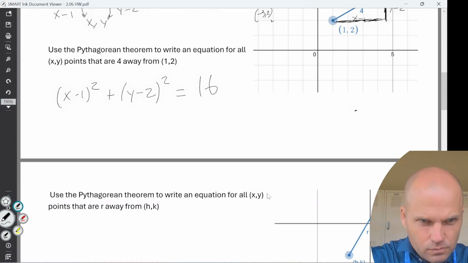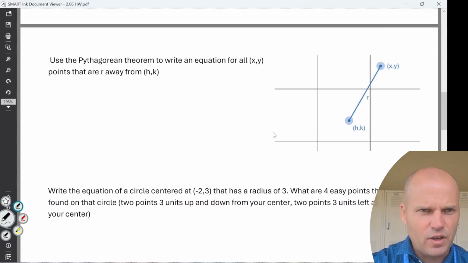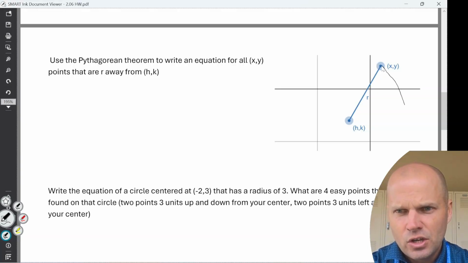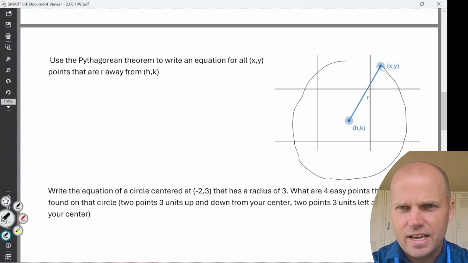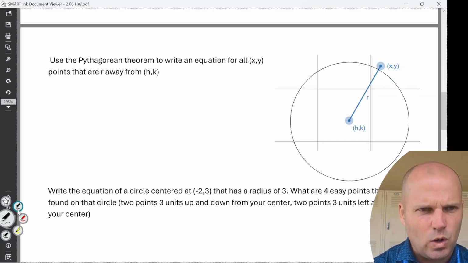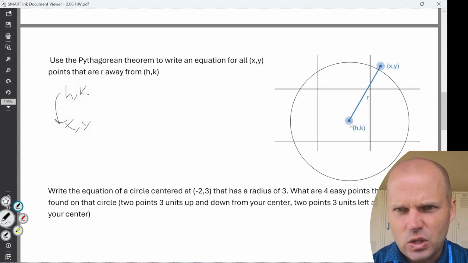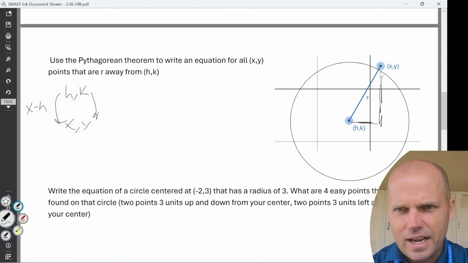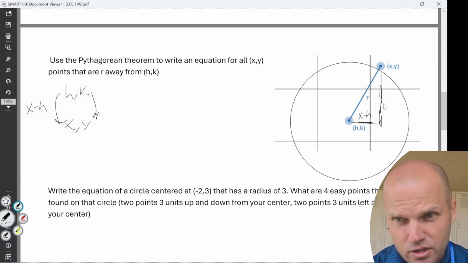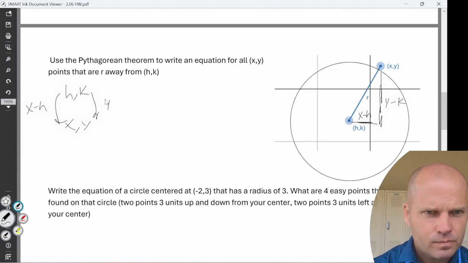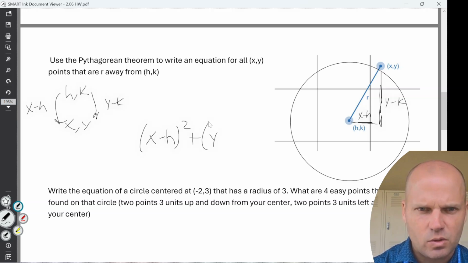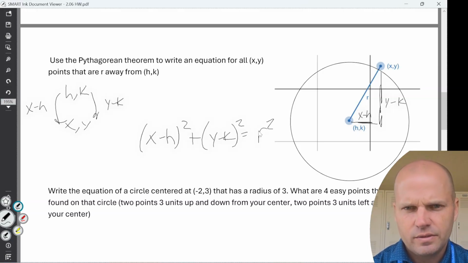Okay? And now we were able to really develop a unifying equation for all circles. If you want to find a circle that is an r length away from a center h, k and it goes to this hypothetical x, y, well, from h, k to x, y, this x length would be x minus h. This y length, or displacement or change really, is y minus k. And we would get this x distance squared plus this y distance squared equals this radius squared.